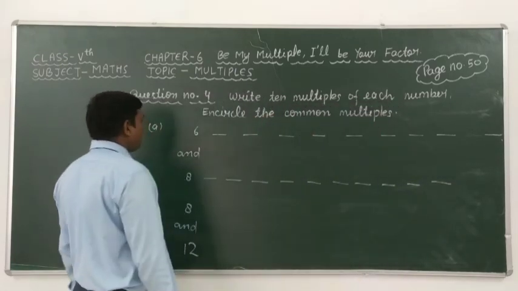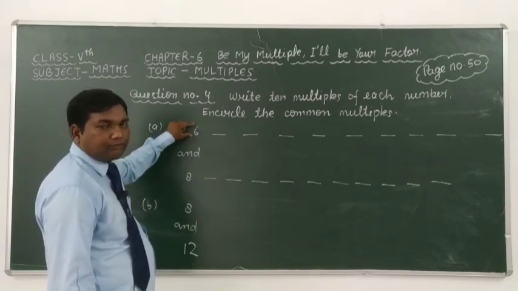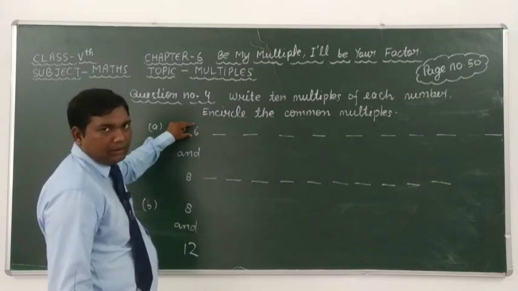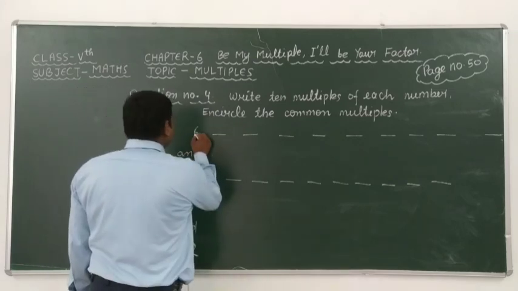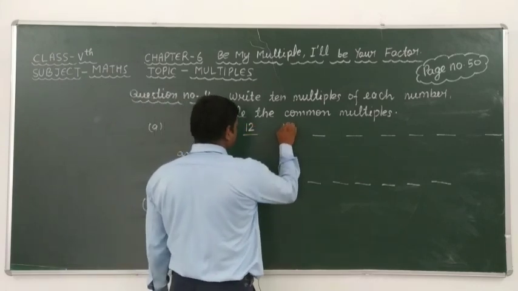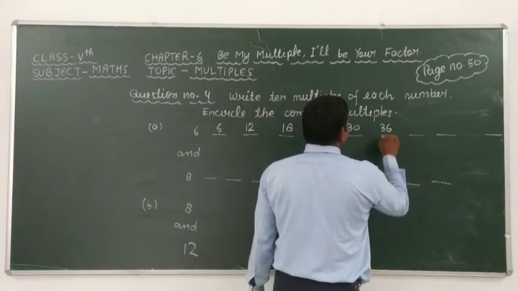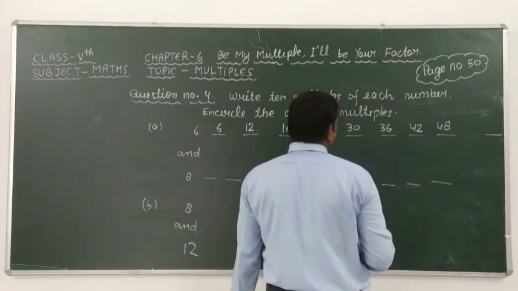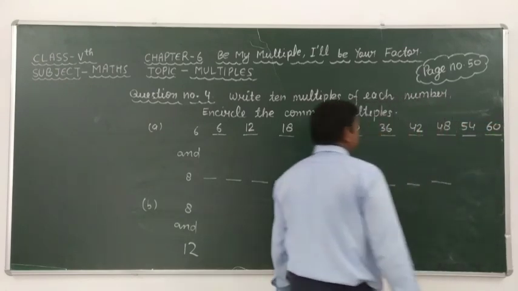Okay students, look here carefully. Dear students, firstly we have to write all multiples of 6. Then we choose the common multiples and encircle them. Here we can write 6 1 is 6, 6 2 is 12, 6 3 is 18, 6 4 is 24, 30, 36, 42, 48, 54 and lastly 60.